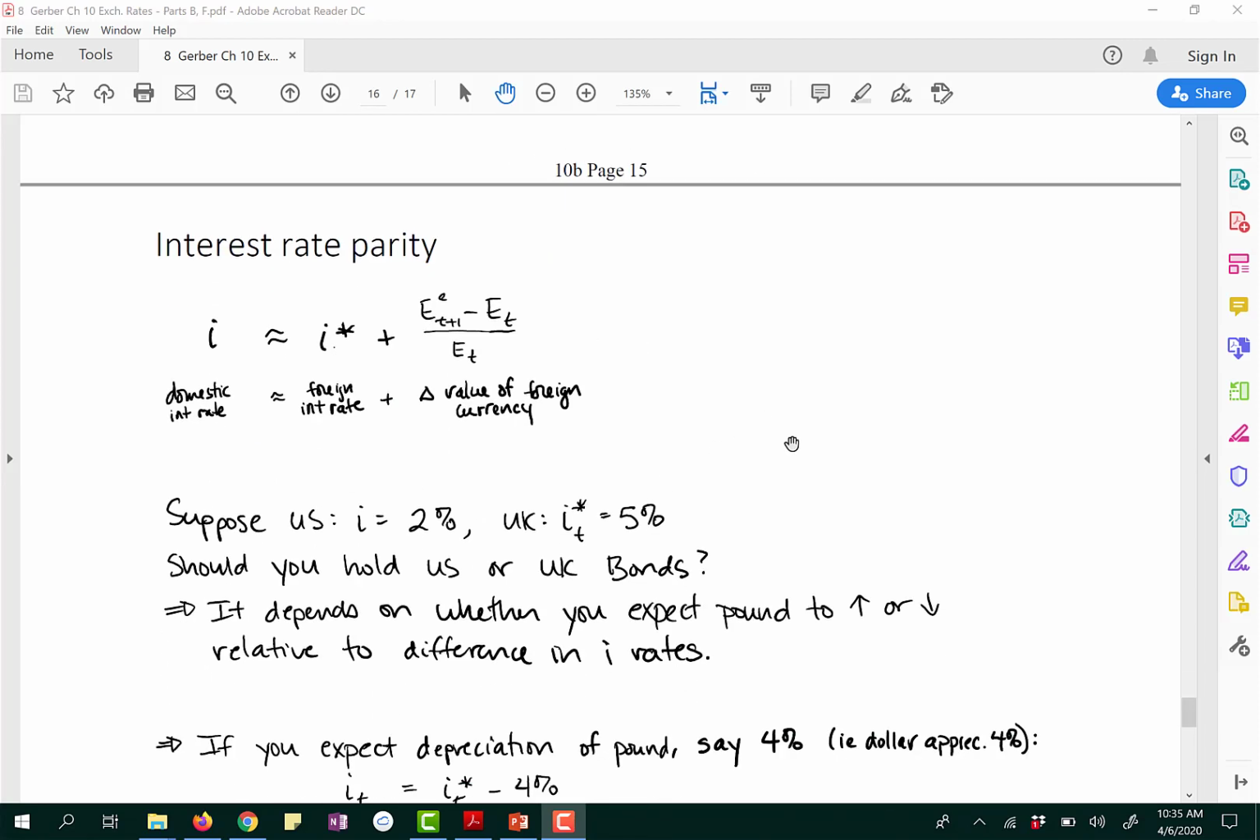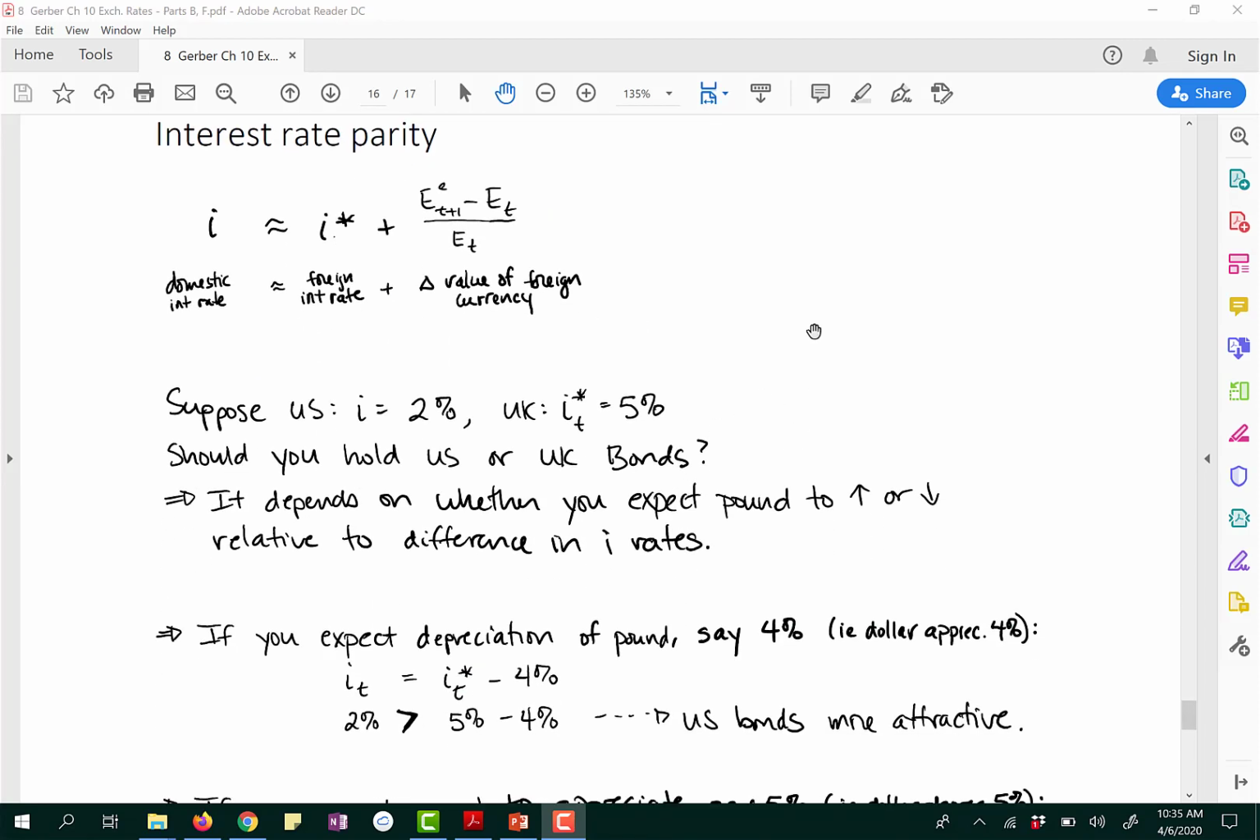An example will help illustrate this concept. Suppose you're deciding whether or not to buy a US bond, which would give you a 2% yield, versus a UK bond, which would give you a 5% yield.